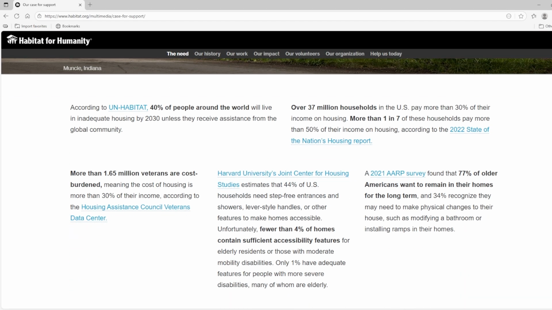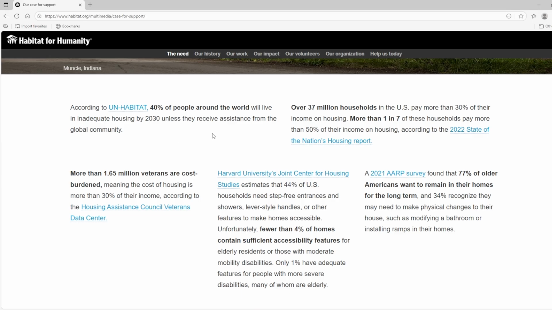They're talking about how big the problem is, and they really back this up with several compelling statistics. For example, 40% of people around the world will live in inadequate housing by 2030 unless they receive assistance. This is actually a really interesting statistic, and I'll tell you why. They're talking about the consequences of not funding their work. So that's one of the ways to position yourself: to talk about what would happen if we don't intervene and do something about this problem.